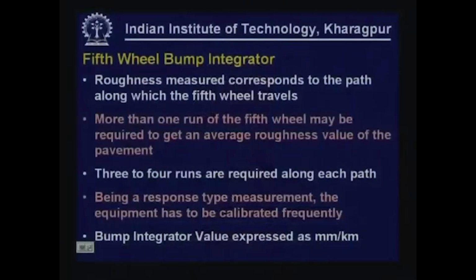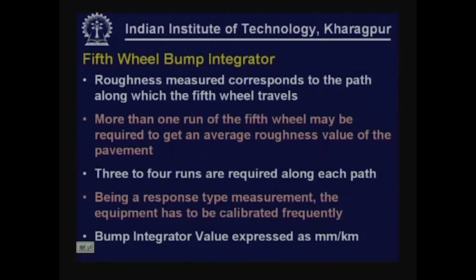The fifth wheel will be made to travel along one line. Obviously, it cannot be representative of the entire pavement section. Normally, we try to make this fifth wheel travel along the wheel path. If you are interested in finding out the average roughness of the pavement, we may have to make the fifth wheel travel along different longitudinal lines and take the average of all those values.